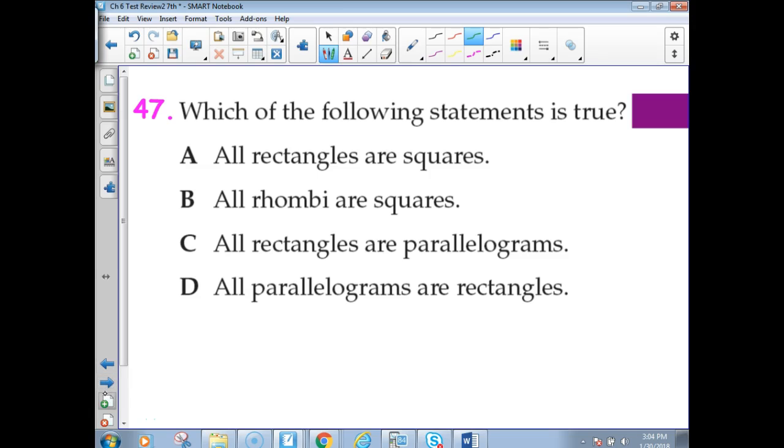Which of the following statements are true or is true? Which is true? Must mean there's only one. All rectangles are squares. Is that a square? No. Okay. So that's not it. All rhombi are squares. No, some of them look like that. So no. All rectangles are parallelograms. Are the opposite sides of a rectangle parallel? Absolutely. All parallelograms are rectangles. No, they're not. Okay, you should know that one pretty well.